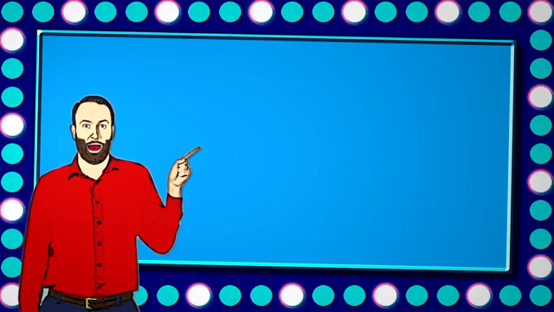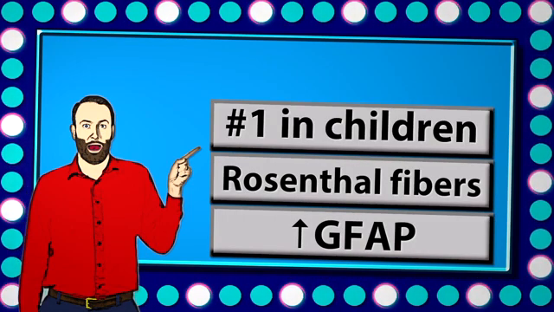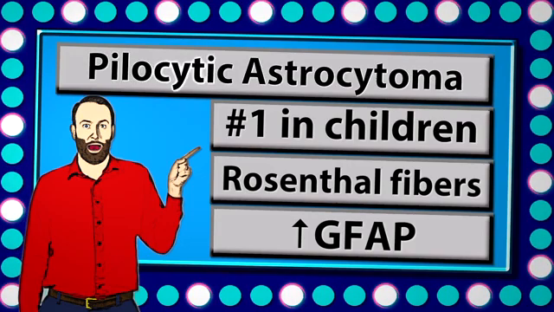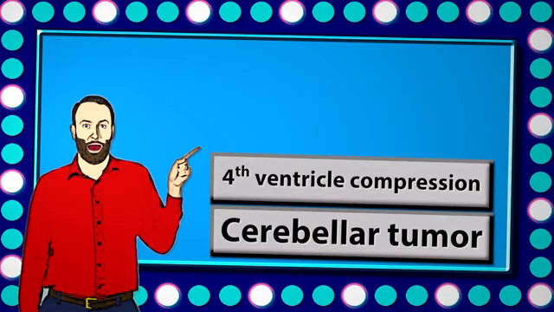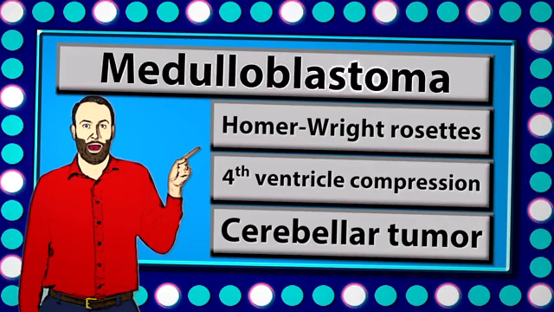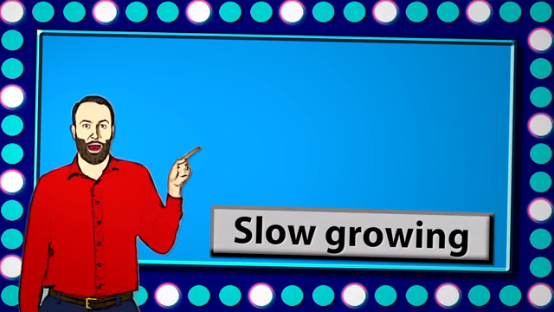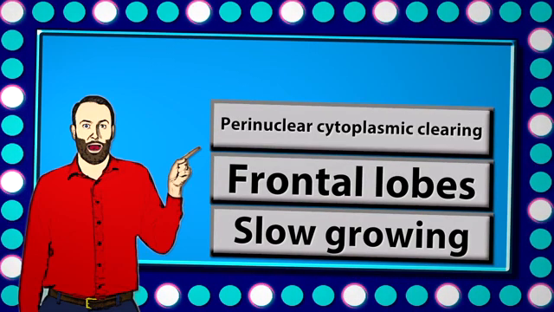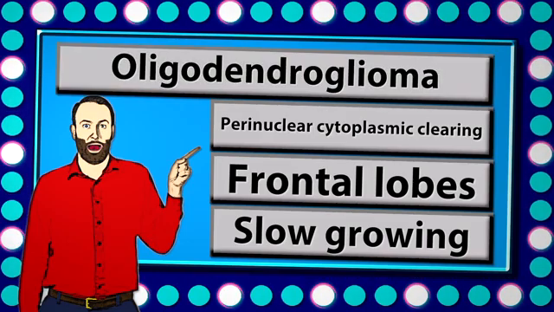Next, we have elevated GFAP, Rosenthal fibers, and number 1 pediatric tumor. That's going to be your pilocytic astrocytoma. Next, we have cerebellar tumor, fourth ventricle compression, Homer Wright rosettes. That's medulloblastoma. Next, we have slow-growing, frontal lobes, perinuclear cytoplasmic clearing. That's going to be oligodendroglioma.